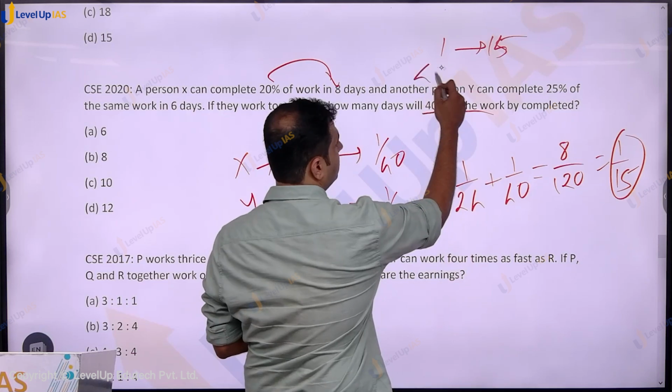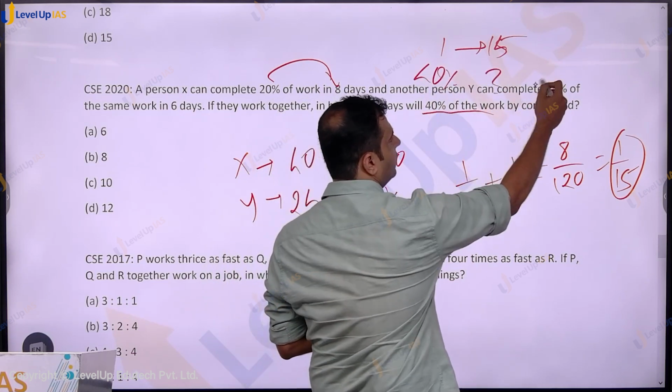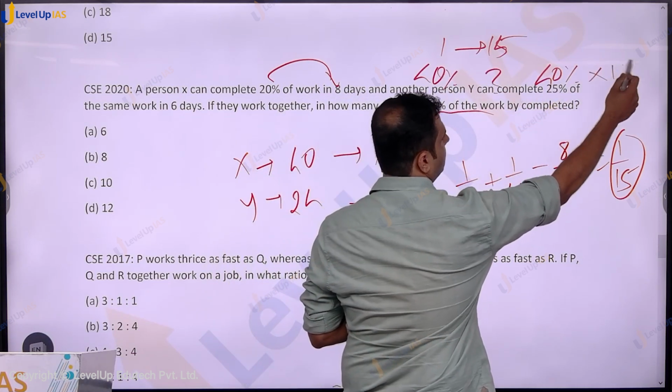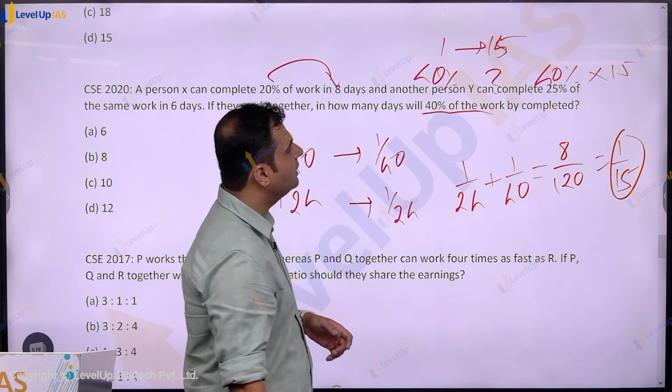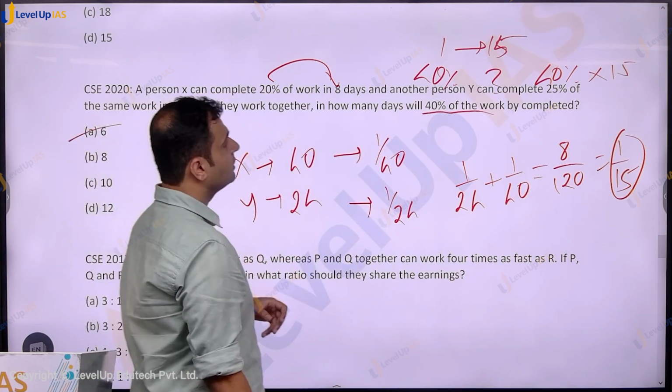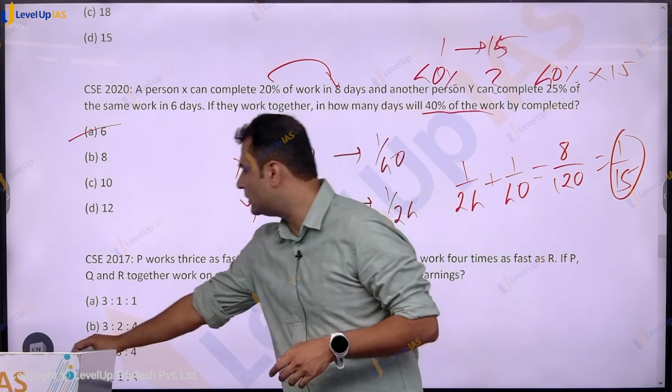Question is, 40% of the work in how much time? It is just 40% of 15. If you find out 40% of 15, it will be 6. It will be 6. Very simple.